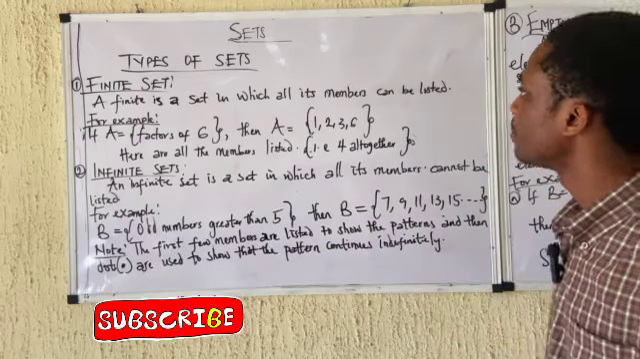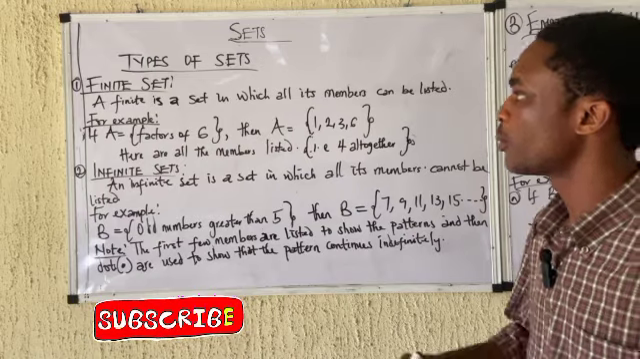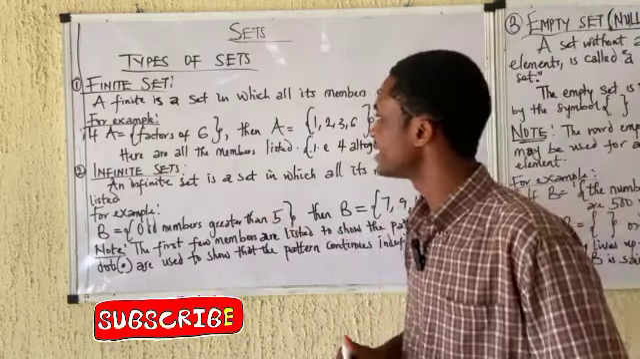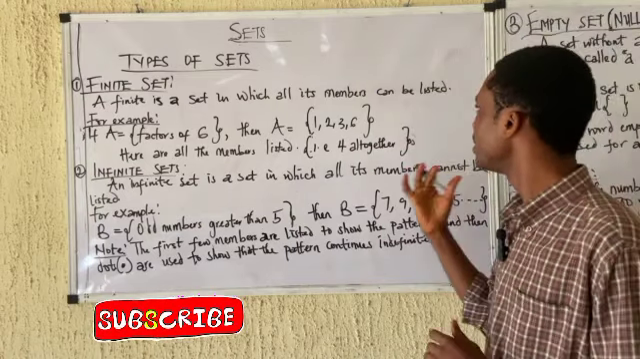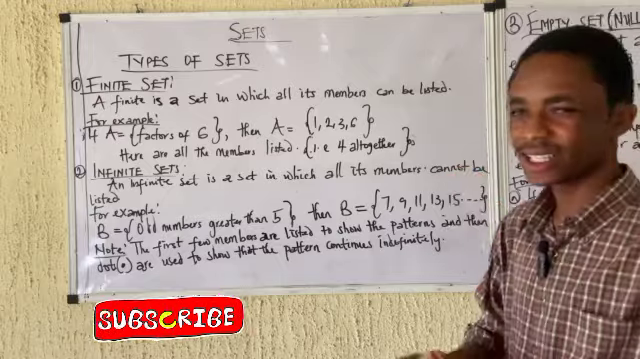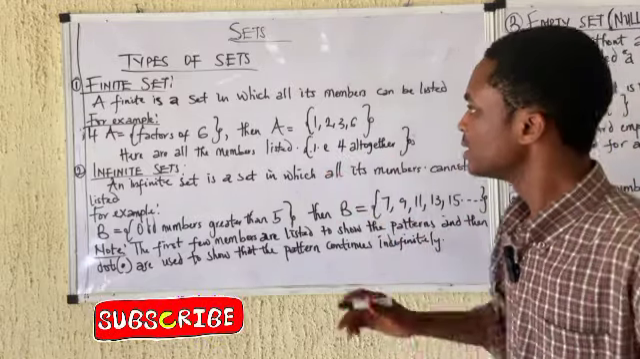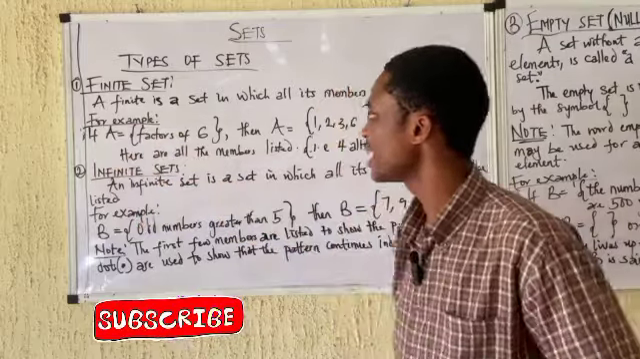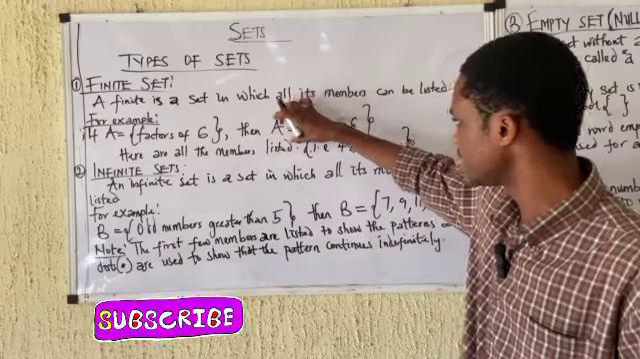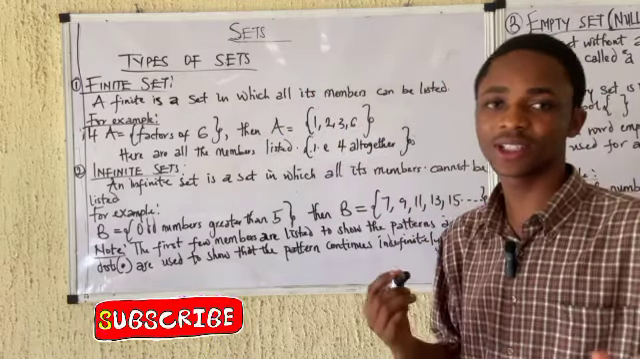Okay, now let's take a look at types of sets. We have the finite set. A finite set is a set in which all the members within the bracket can be listed. They are countable. So, for example, let's say set A has factors of 6. Factors of 6 are the numbers that can go into 6 without remainder.